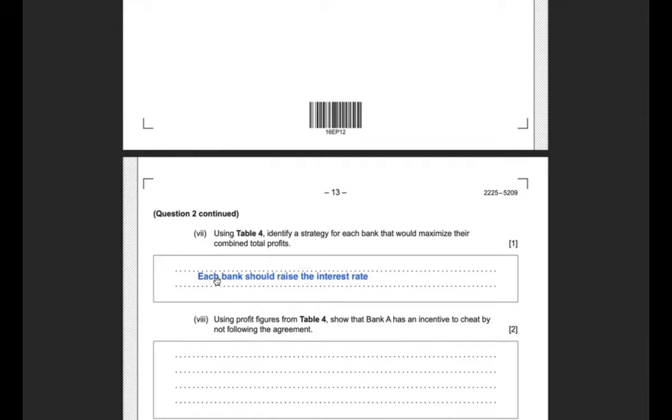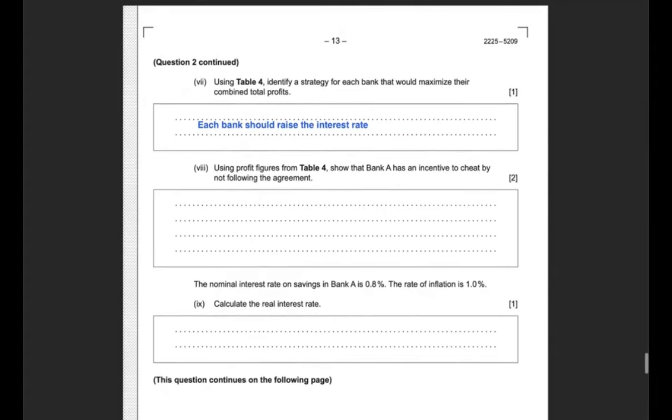Therefore, each bank should raise the interest rate. Using profit figures from table 4, show that Bank A has an incentive to cheat on the agreement.